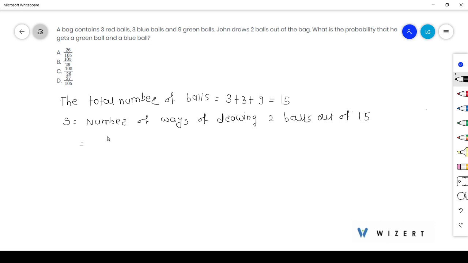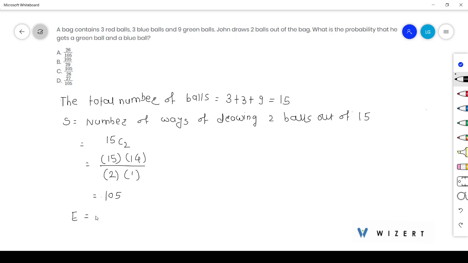So it can be found by 15C2 ways. Means 15 into 15 minus 1, that is 15 into 14, divided by 2 into 2 minus 1. It means 2 into 1. So it is 105.